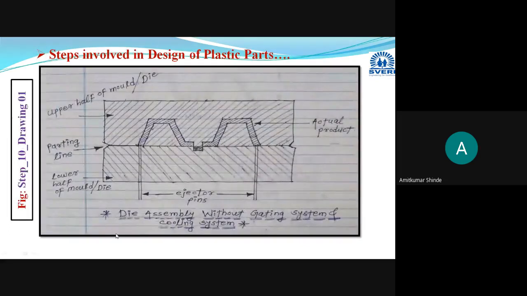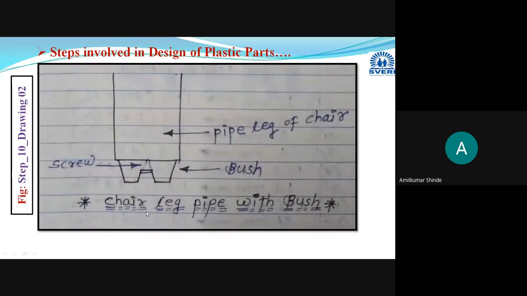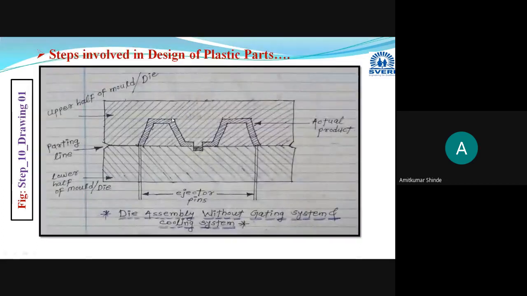And at the end you have to draw these two diagrams. This is the chair leg, and this is the bush, okay, with the boss. At this point the screw will be fitted. This dotted portion is for the screw. This is the chair leg pipe with the bush, and this is the design of the bush. Okay, this is the bush.